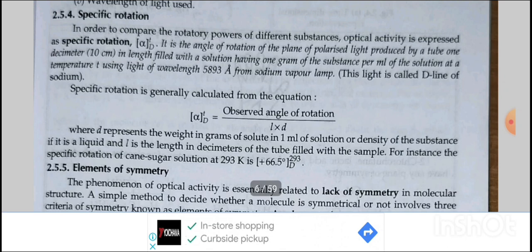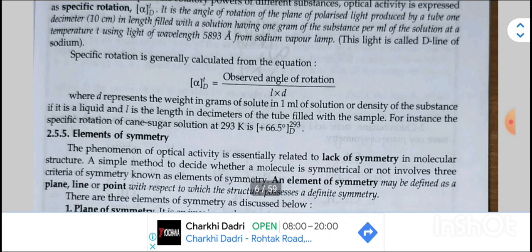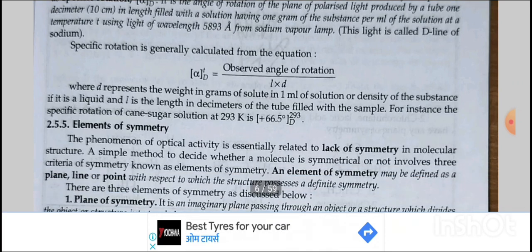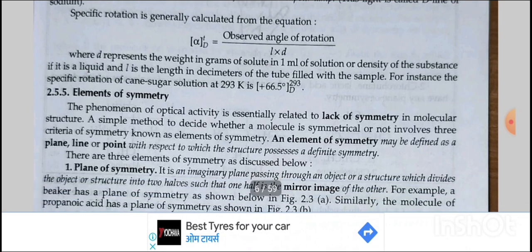Specific rotation is generally calculated from the equation: specific rotation is equal to the observed angle of rotation divided by L into D, where D represents the weight in gram of solution in 1 ml of solution, or density of substance if it is a liquid, and L is the length in decimeter of the tube filled with sample. For instance, the specific rotation of cane sugar solution at 293 Kelvin is 66.5 degree.